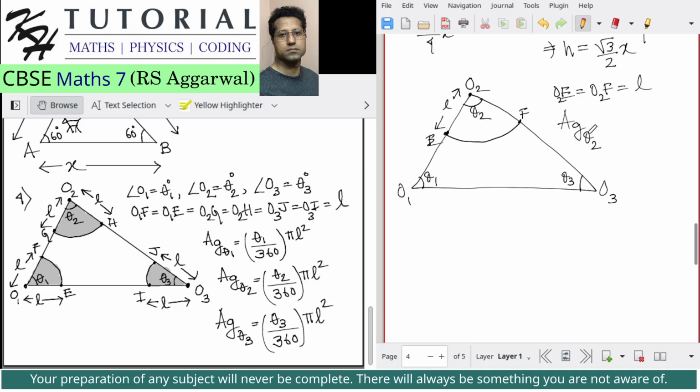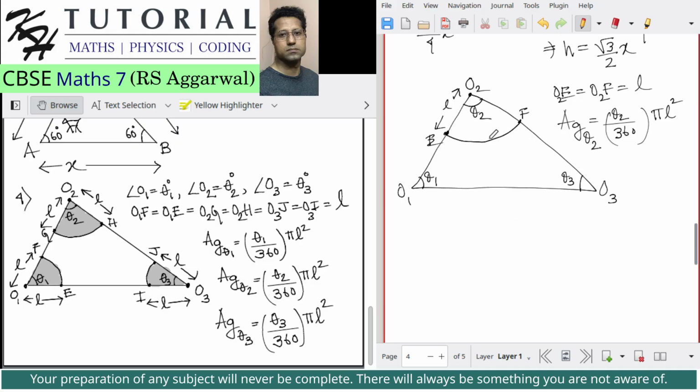Now please don't be worried about all these complex notations. This is just for the sake of discussion. So this will be equal to the area of the sector of a circle. The circle will obviously have the radius small l, that is the length of the rope, but the sector has a central angle of theta 2. So this will be theta 2 divided by 360 multiplied by pi l square.